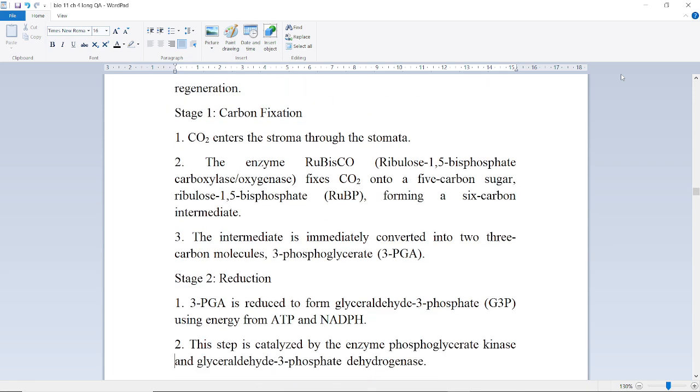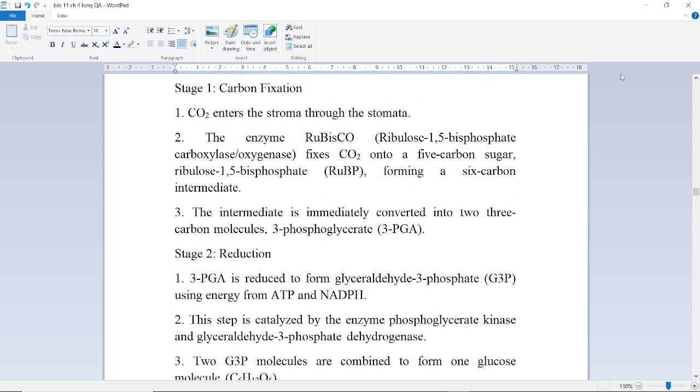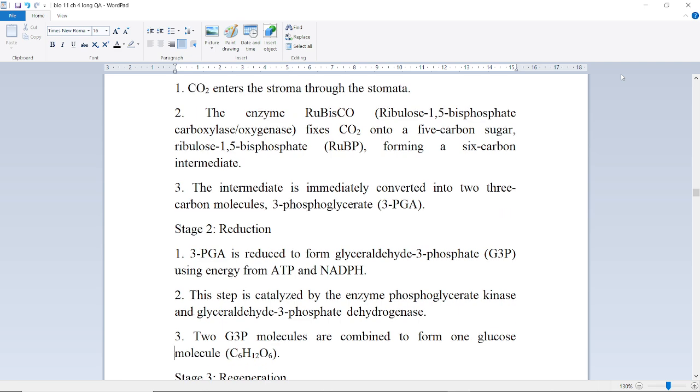First stage is carbon fixation. Carbon dioxide enters the stroma through stomata. The enzyme Rubisco, ribulose 1,5-bisphosphate carboxylase oxygenase, fixes carbon dioxide onto a 5-carbon sugar, ribulose 1,5-bisphosphate, RuBP, forming a 6-carbon intermediate. The intermediate is immediately converted into two 3-carbon molecules, 3-phosphoglycerate, 3-PGA. Stage 2, reduction.